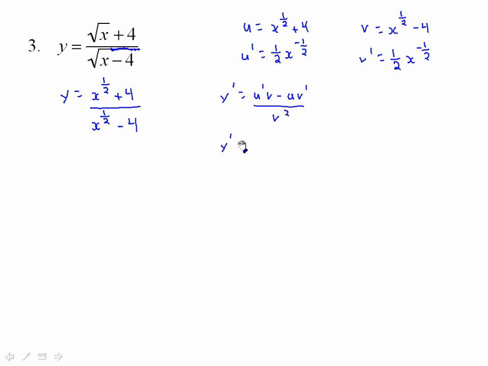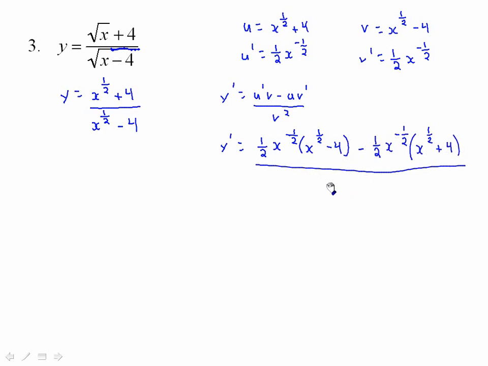So y prime is equal to 1/2 x to the negative 1/2 times v, which is x to the 1/2 minus 4, and then minus v prime, which is 1/2 x to the negative 1/2, multiplied by u, which is x to the 1/2 plus 4. And then this will leave us with, on the denominator, v squared. So x to the 1/2 minus 4 all squared. And now we have a choice.